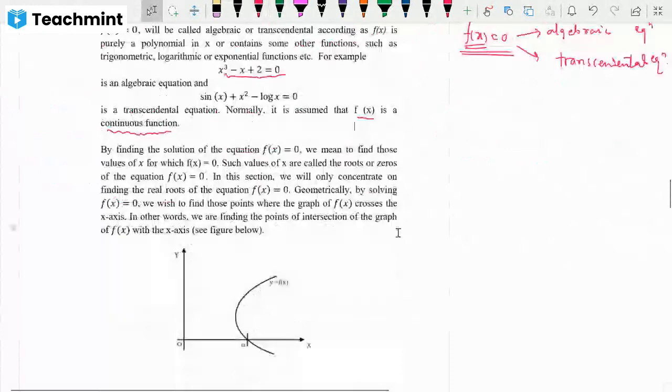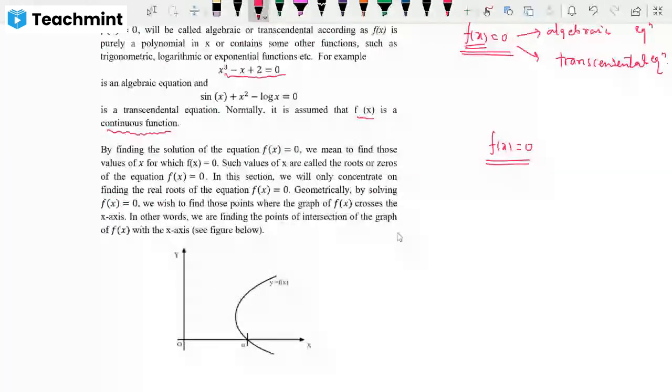Actually we have to solve fx equal to 0. It may be algebraic equation or transcendental equation, that depends on this fx. If fx is purely polynomial, then it will be algebraic equation, or if it contains other functions such as trigonometric or logarithmic or exponential functions, then fx equal to 0 will be transcendental equation. So we have to solve this algebraic or transcendental equation fx equal to 0. What is solution of this? Let us see.